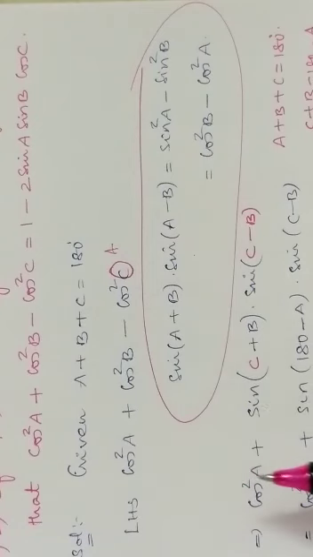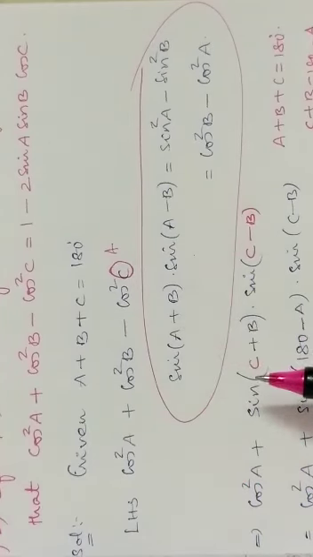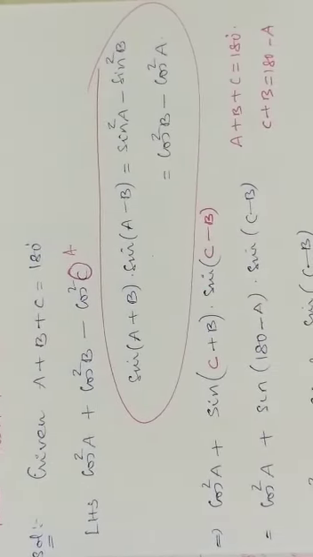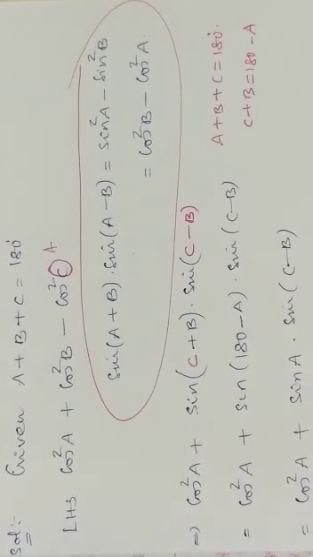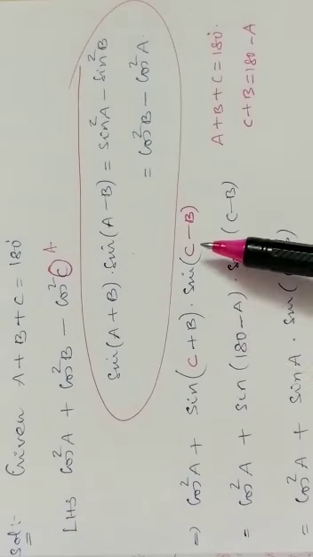So the first term I am not disturbing, cos square A plus sin. In the place of A I am writing C. So, sin C plus B into sin C minus B. Now you have to use the hypothesis two times. A plus B plus C equal to 180. You need B plus C, so B plus C equal to 180 minus A. In the place of B plus C, I have written 180 minus A. The remaining is as it is.